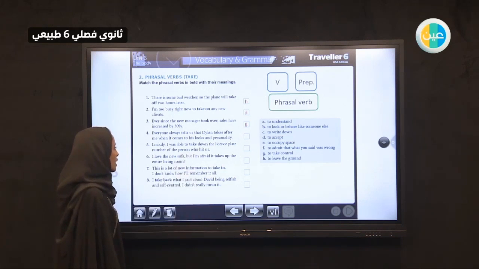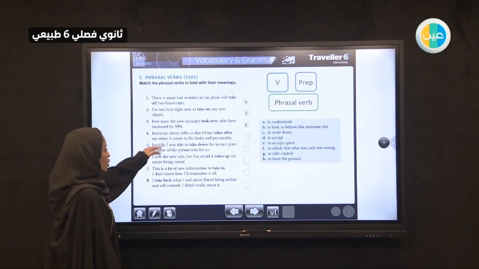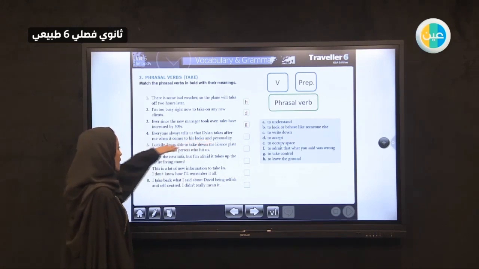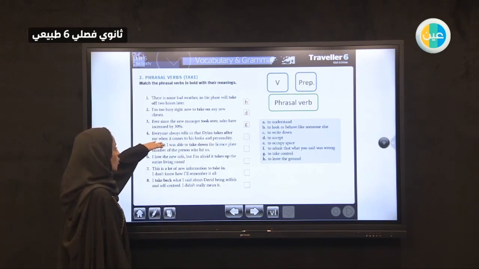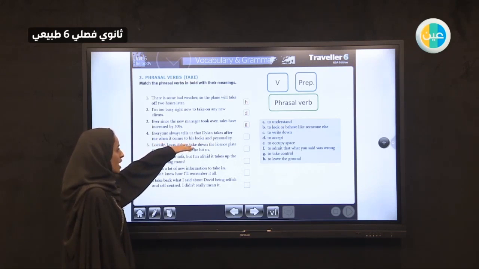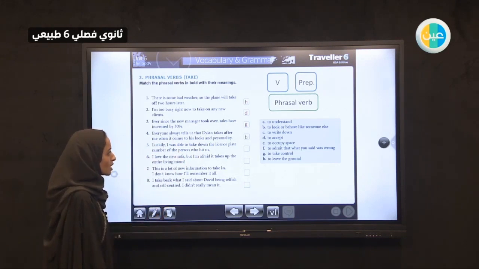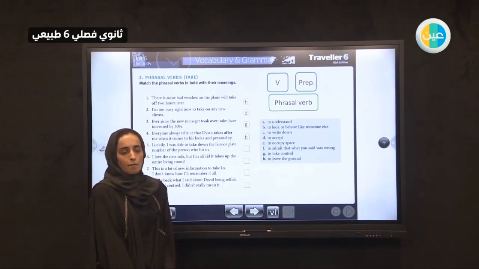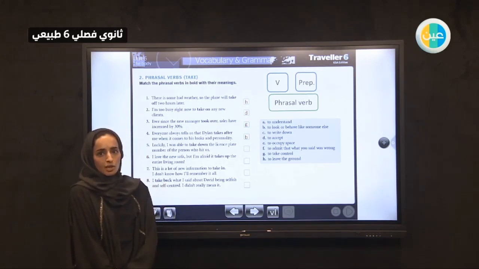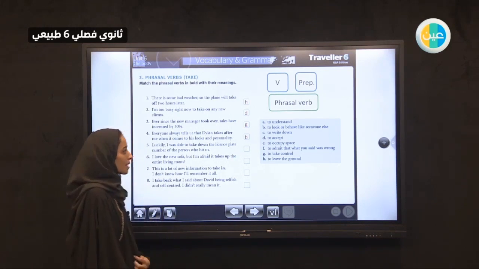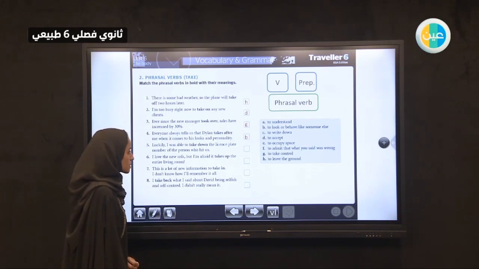have increased. Everyone always tells us that Dalen takes after me when it comes to his looks and personality. What is taking after? Taking after someone is to look or behave like, so imitating him. Like we can say that children imitate their parents. They like to look like them and behave like their parents.